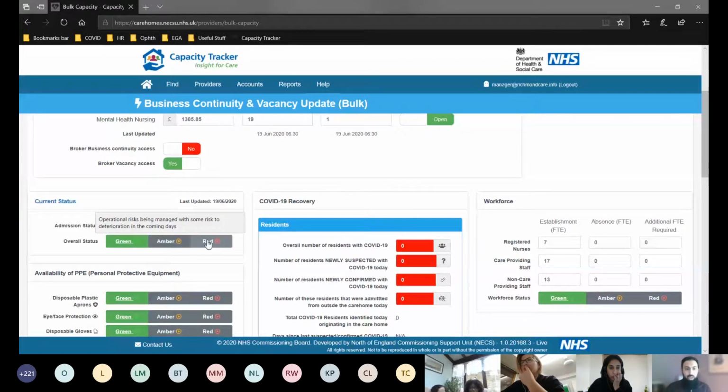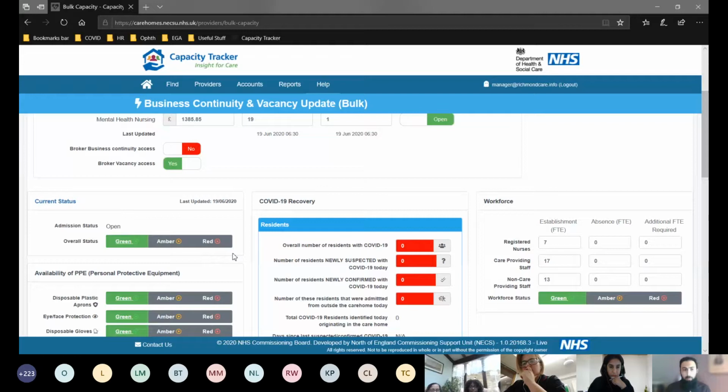So for green, there are no issues identified today in terms of the care home operating. Amber, there's operational risk being managed with some risk of deterioration in the coming days. And with the red, it's business continuity in place and or at significant risk of being able to accept further admissions in the coming days. So there's been many reasons why this has been RAG rated differently. For example, one of the homes had a flood. So actually that was the reason why they had to RAG rate differently. So there could be slightly different reasons, but it's not workforce or PPE. So that's again subjective to the issues that you're having in the care home.